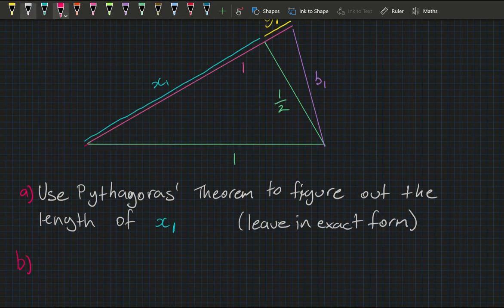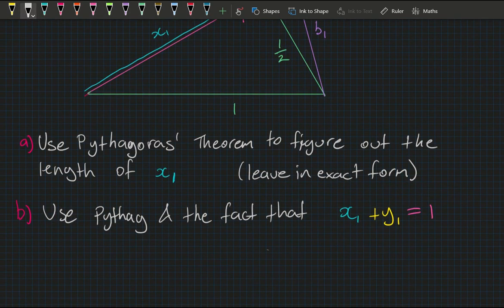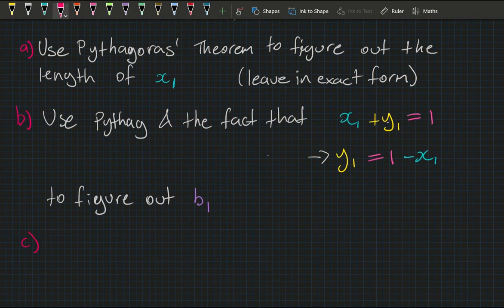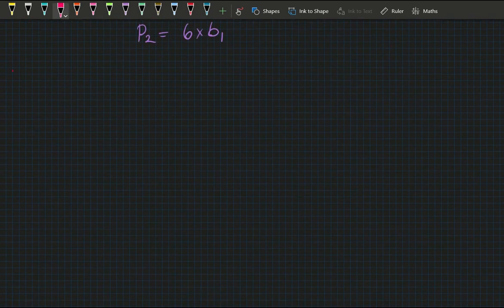Then in part B, I want you to use Pythagoras' theorem and the fact that x1 plus y1 has to equal 1. And that can also be expressed as y1 is equal to 1 minus x1. And this should allow you to figure out b1. And then in part C, give us your new estimate for pi, which will be equal to p2, which is 6 times b1. Alright, now let's move on to part 2.